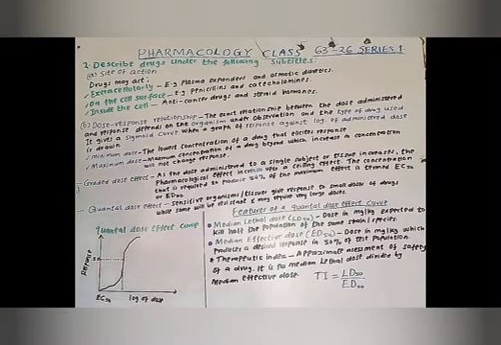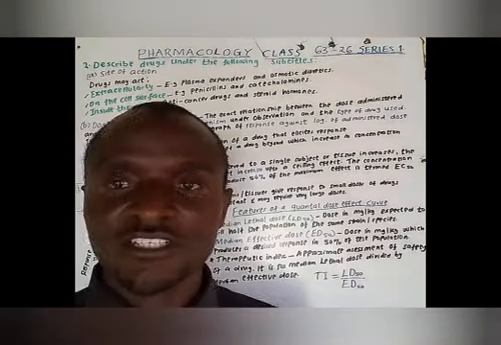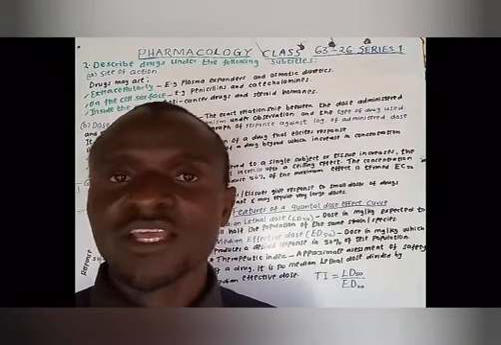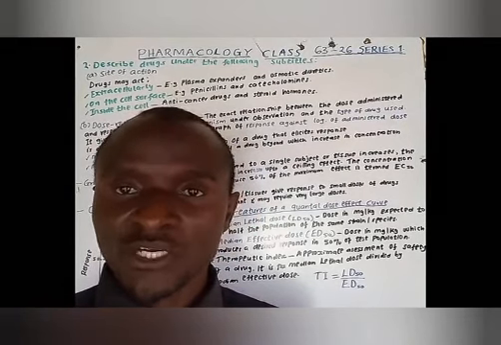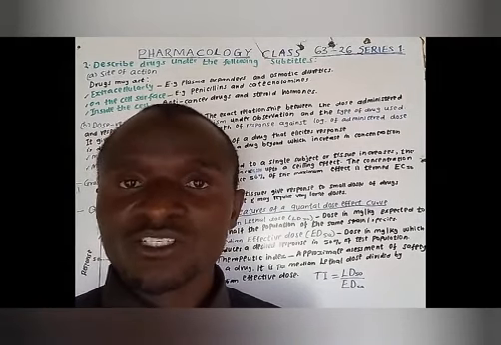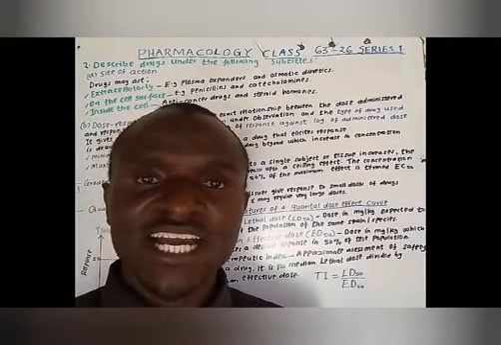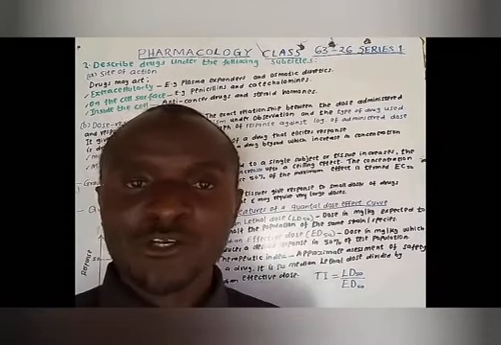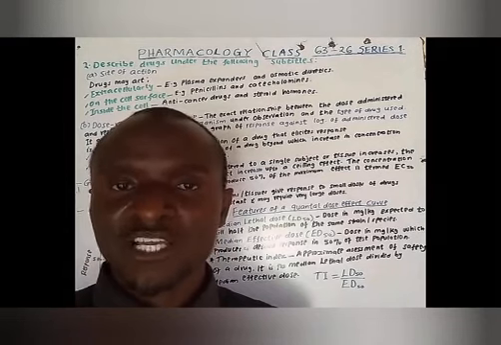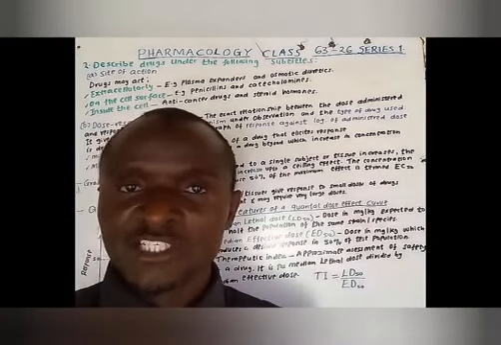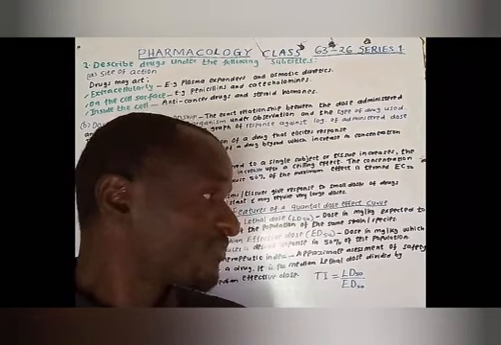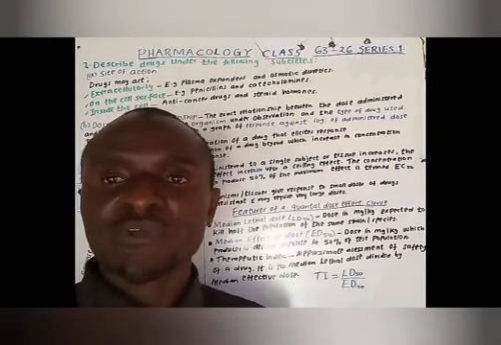So let us look at the features of the quantal dose effect curve. Feature number 1 is median lethal dose. This refers to the dose in milligrams per kilogram that is expected to kill half the population of the same strain or species. Next is median effective dose, also referred to as ED50. This refers to the dose in milligrams per kilogram which is expected to produce a desired response in 50% of the test population. So you also need to know something about therapeutic index.